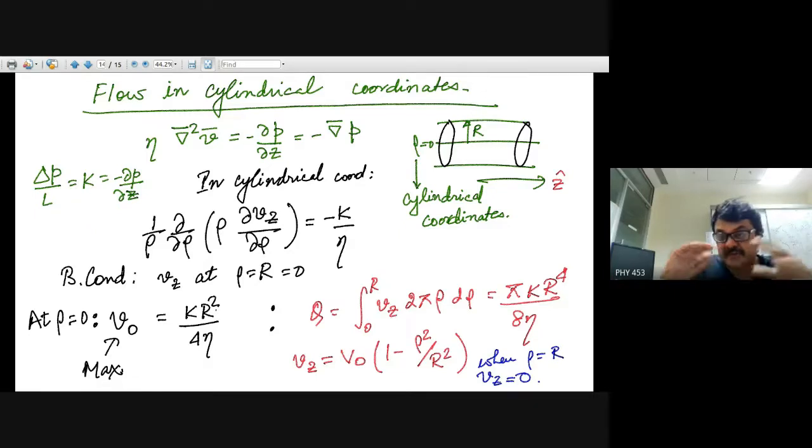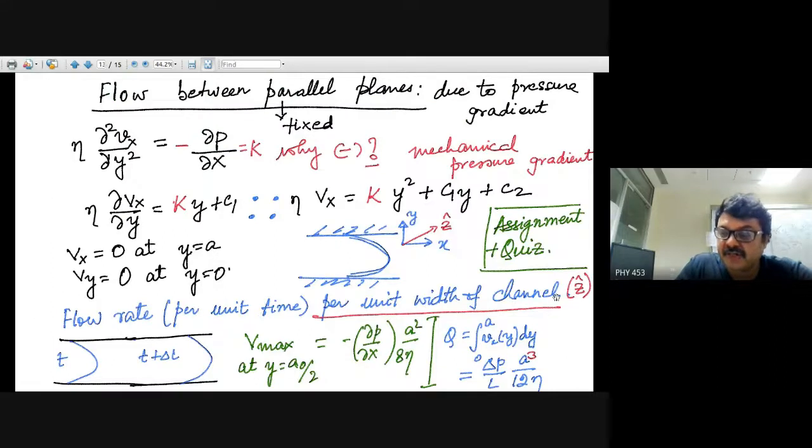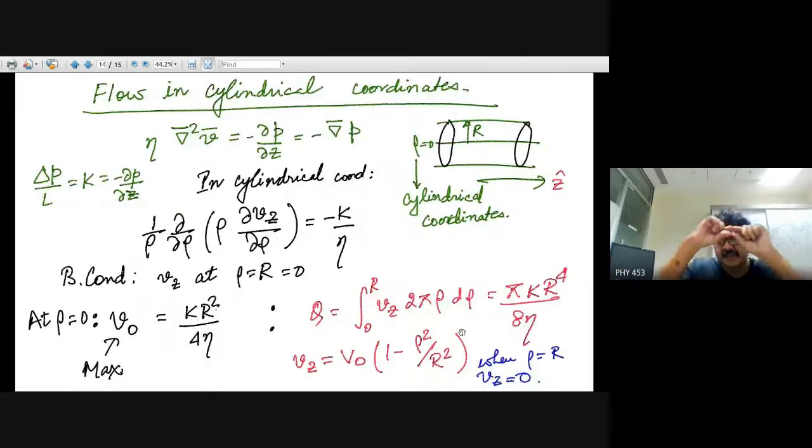Now this is bounded. Remember, you don't have to say per unit width of the channel. Here, 2 pi rho is the circumference, d rho, so the amount of fluid flowing through it per unit time, and you integrate from 0 to r. You first have to get the expression for vz, and you will get pi kappa r to the power 4 by 8 eta.